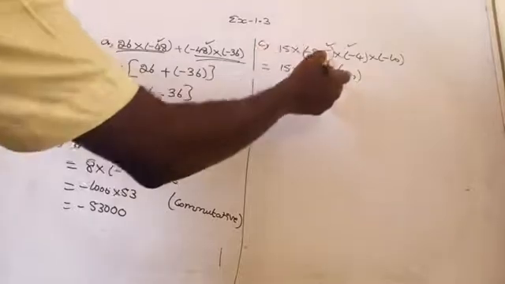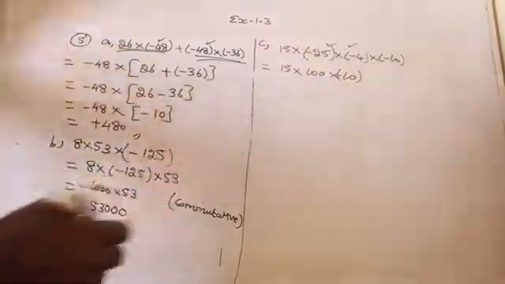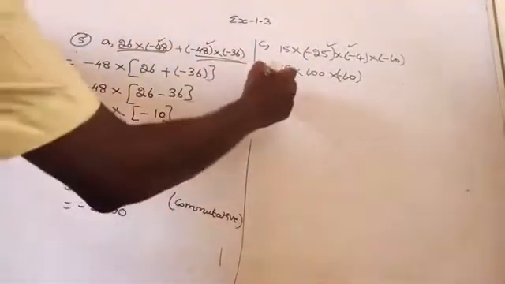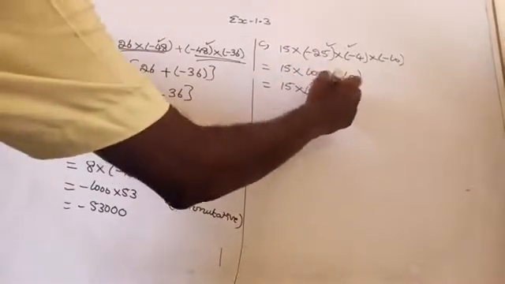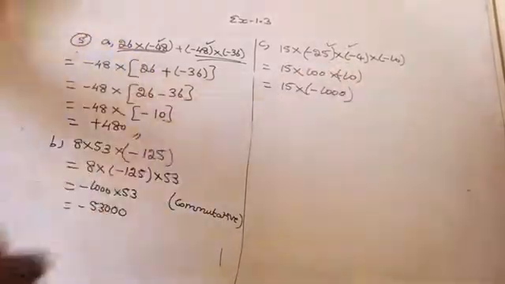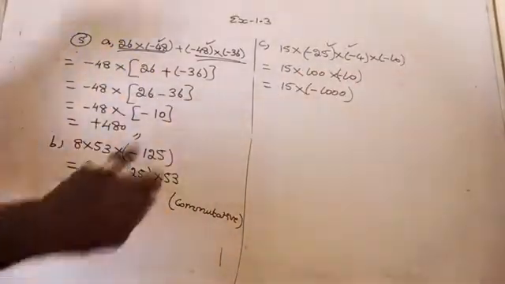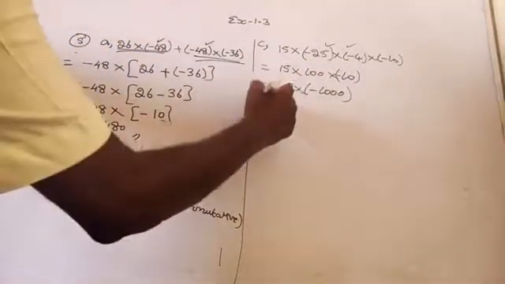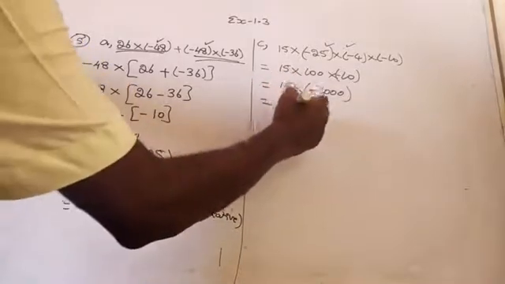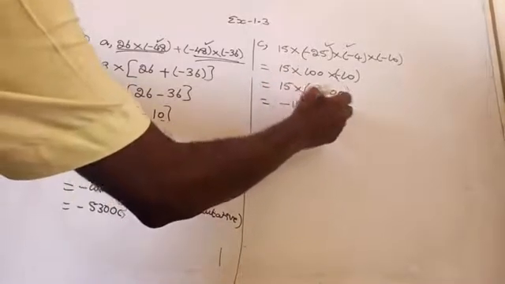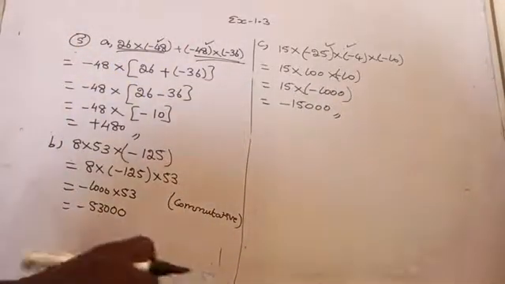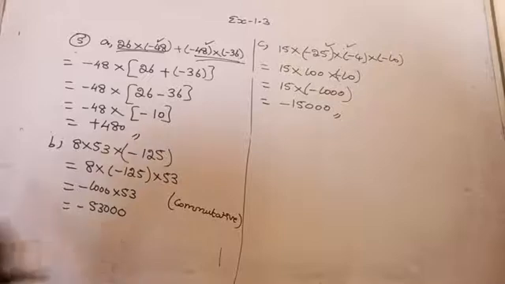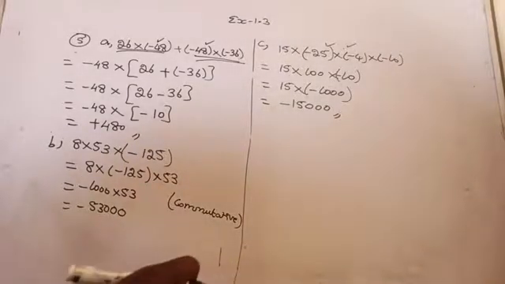So 15 into 100 into minus 10. Plus into minus is minus. 100 into 10 is 1000. Am I right? Again 15 into minus 1000, the product of a positive and negative is negative. So 15 into 1000 is 15,000, that is minus 15,000. Am I right here? Yes. Then after that D part.